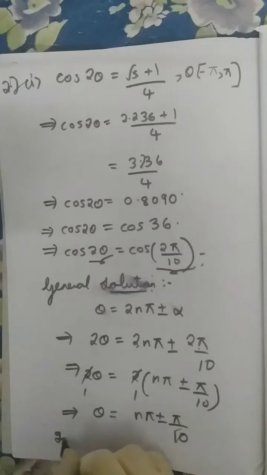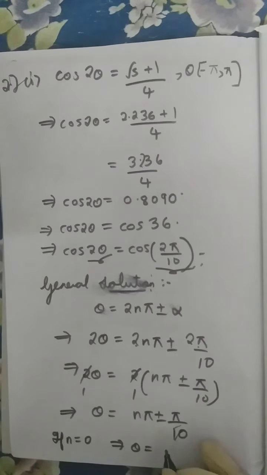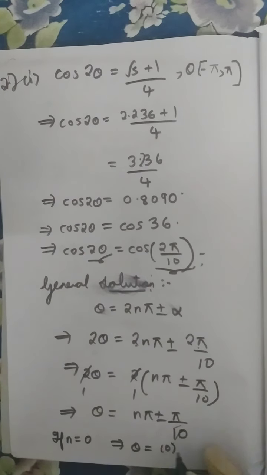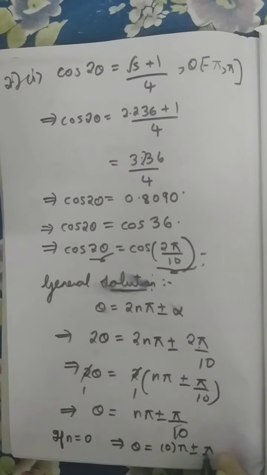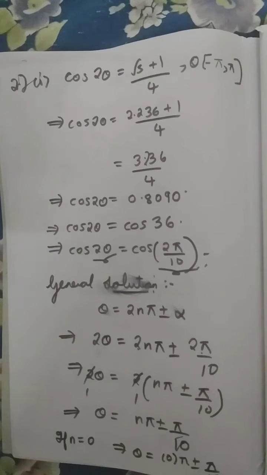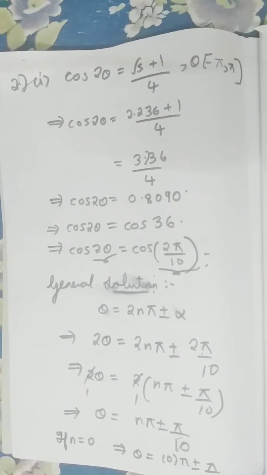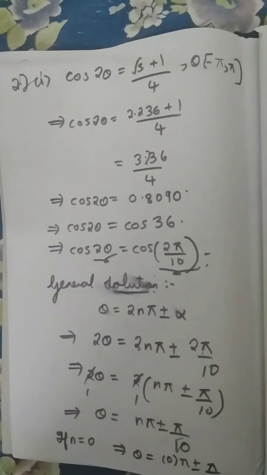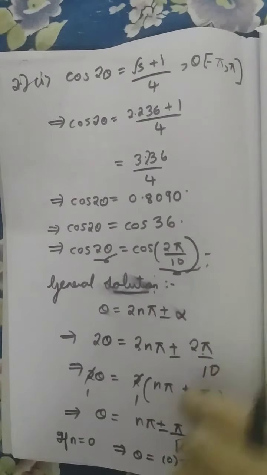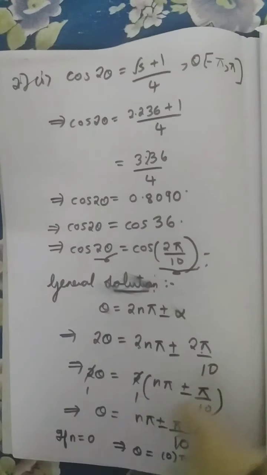So if I take n equals 0, I get the value of theta as n, which is 0, into pi plus pi by 10, that is 0 plus pi by 10, that is nothing but plus pi by 10. I will consider one value of theta because I have to take positive values. Now I will consider n equals 1.